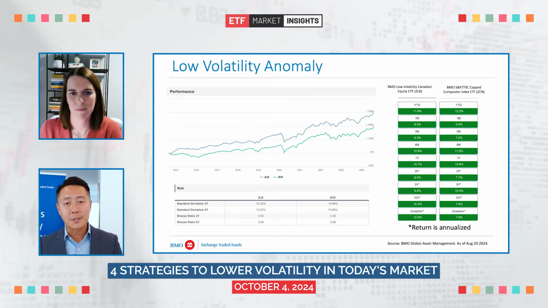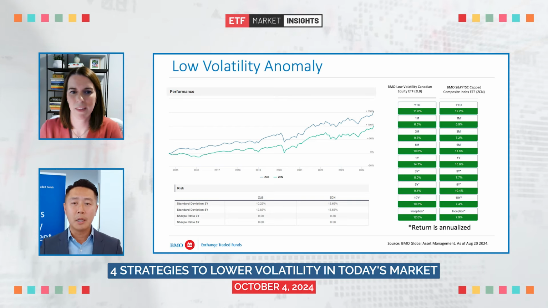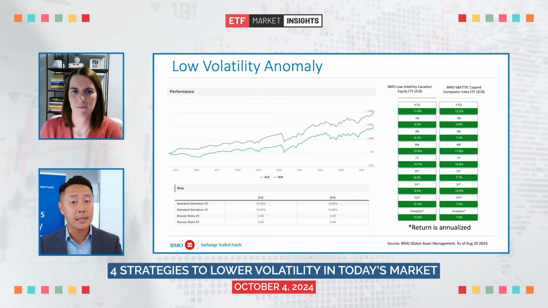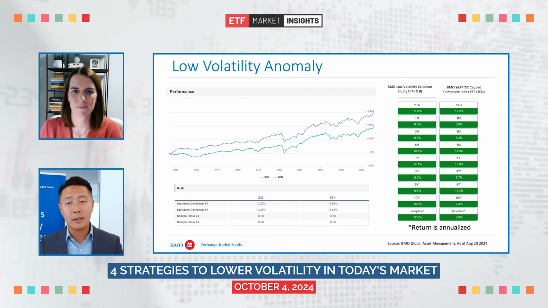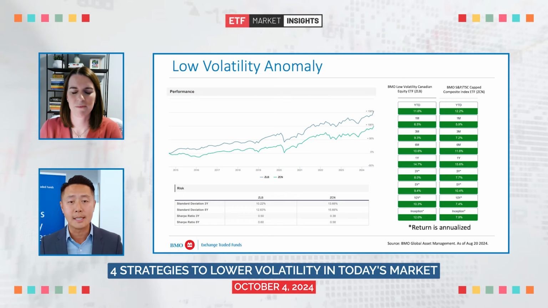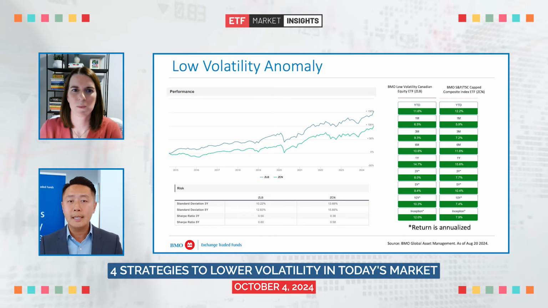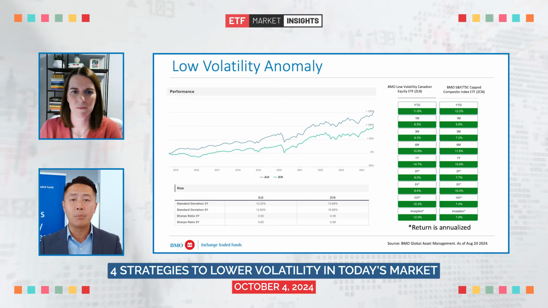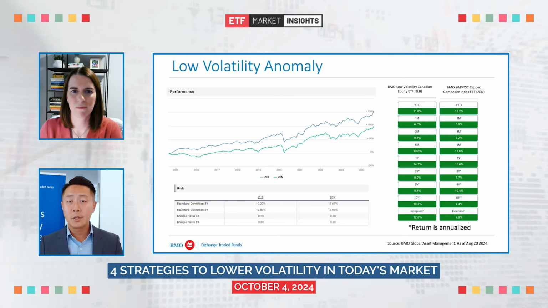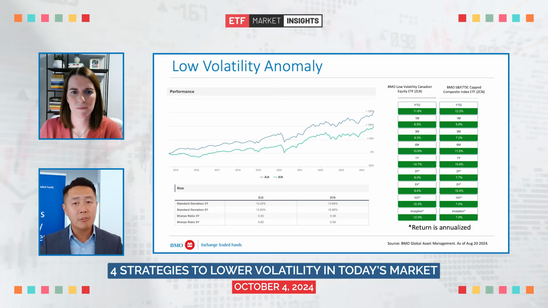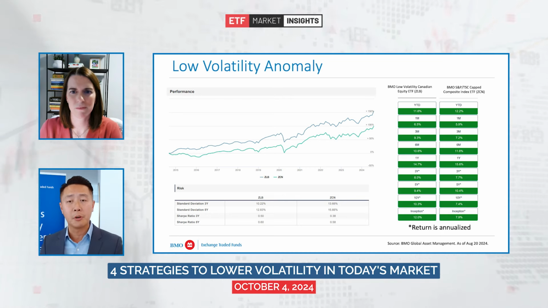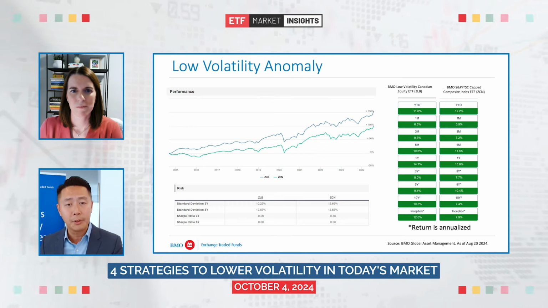And if you take a look at the screen here, you can see the blue line, which is ZLB, the BMO Low Vol Canadian Equity ETF, against the green line, which is the BMO S&P TSX Capped Composite Index ETF. So here you can see that ZLB is outperforming the broad market over the long term. And the performance numbers on the right really show how powerful this low vol mandate, or low vol strategy, can be for the portfolio.